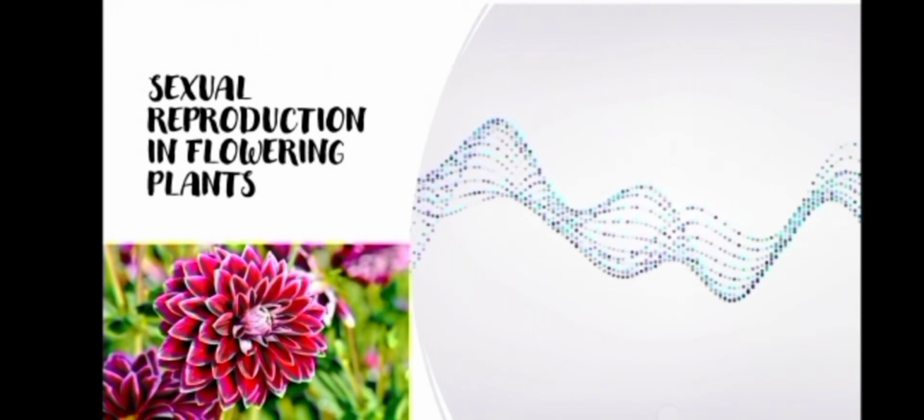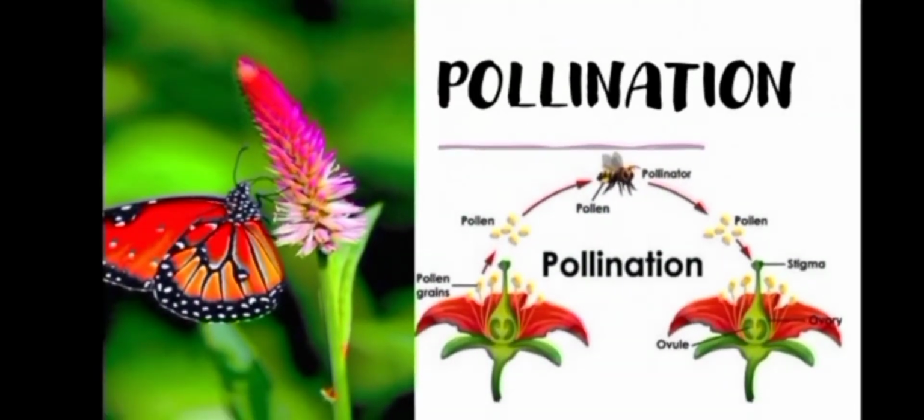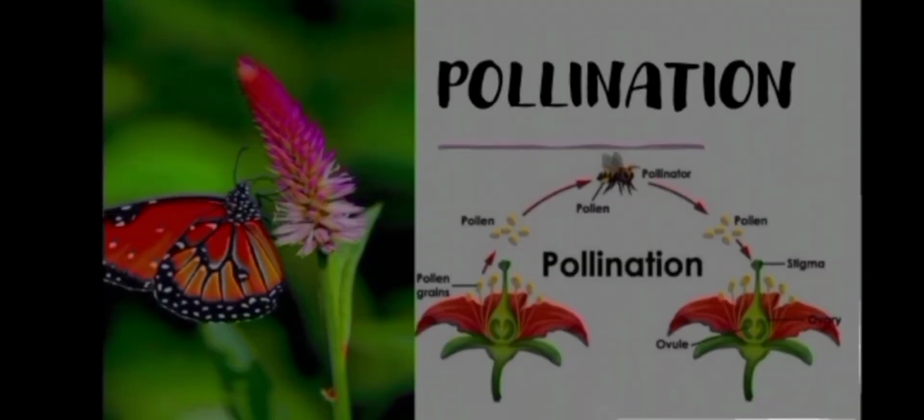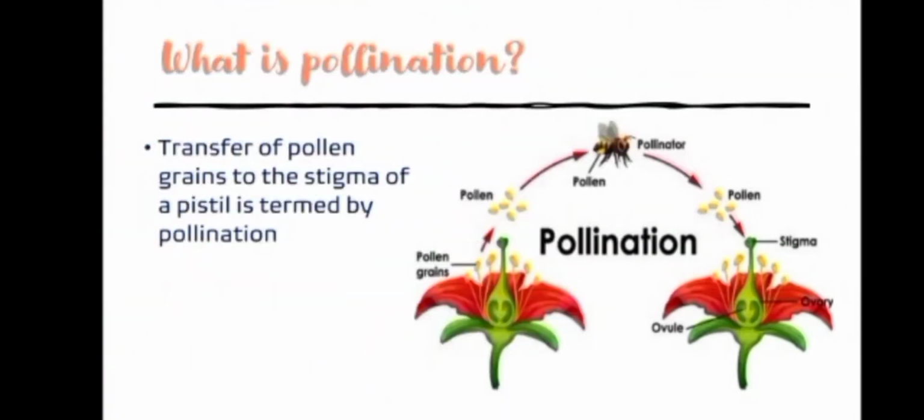Hello everyone, I am Deval and we are covering the topic of chapter sexual reproduction in flowering plants. So the topic is pollination. So what is pollination? The process of transfer of pollen grains from anther to the stigma of pistil is known as pollination.